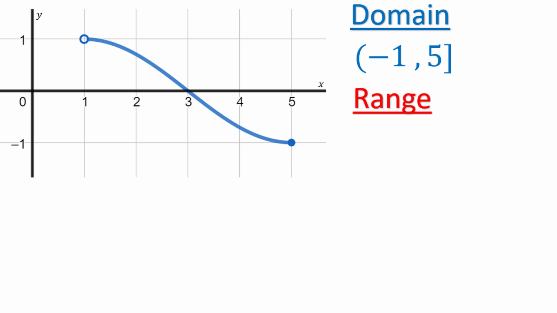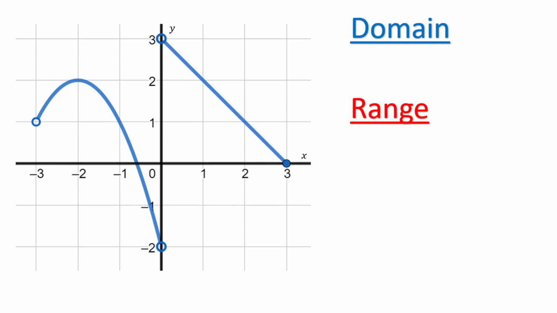As for the range, this relates to the allowable values for y. The smallest value for y in this function is -1, which is included, indicated by the closed circle, so we use a bracket. The largest value for y is +1, which is not included, as we have an open circle at this point, so we use parentheses on the 1.